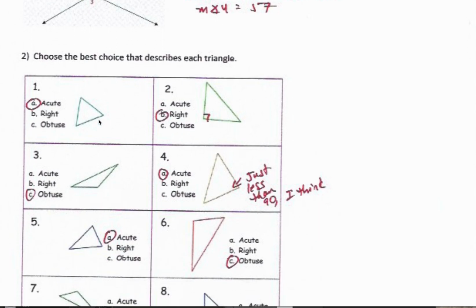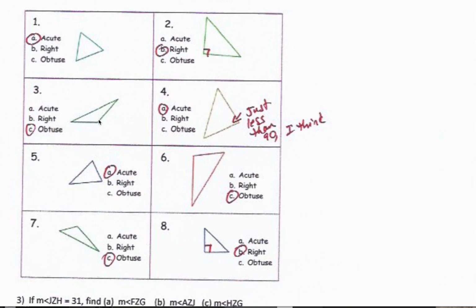Now I went with the best choice that describes each triangle. And in some cases, I might have said, gee, I don't know if it's exactly a right angle because they didn't put the symbol in there, but it sure looks like one. So number 1, they're acute. They're all less than 90. Number 2, that sure looks like a right angle. So I included that. Number 3, definitely obtuse. Number 4 is pretty sure it's acute.